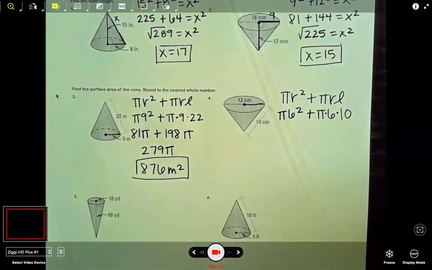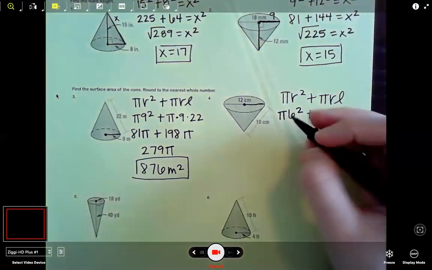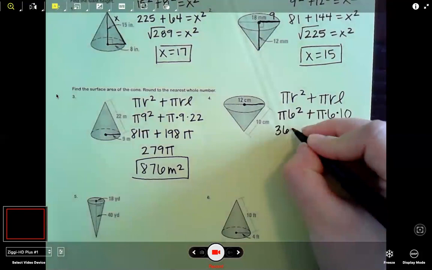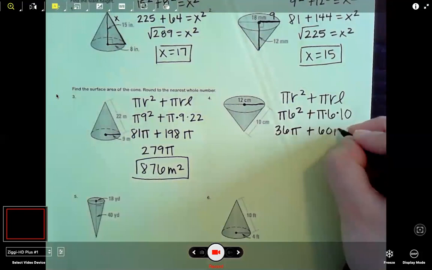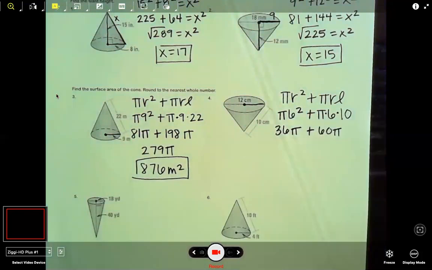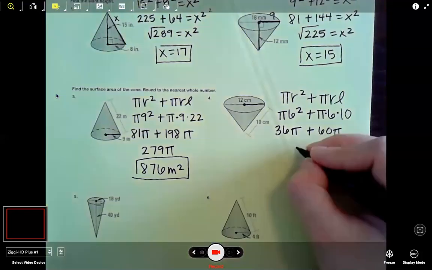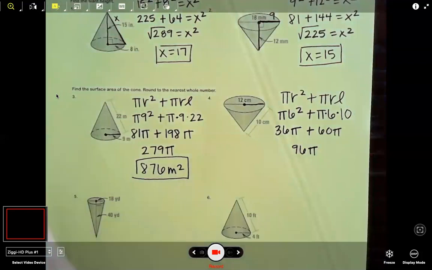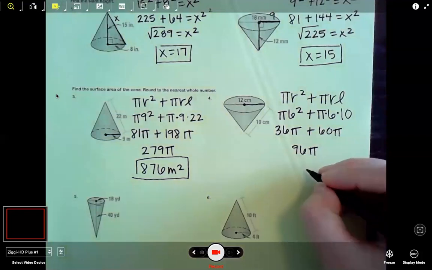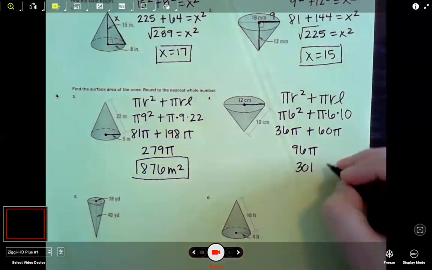Okay, so now 6 squared we know is 36 pi. What's 10 times 6? 60. Yep. 36 plus 60 is? 96. Yep. Now what is 96 times 3.14? 301-ish? Yeah. Are we okay with that? Yep. Okay, centimeters squared.